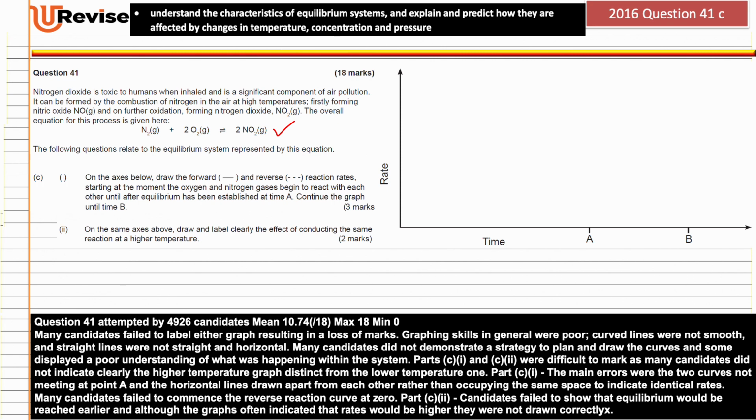Let's take a look at what the examiner had to say about this one before we break down the question and do a lot more with it. Probably we'll be doing some breakdowns as we go, analyzing the examiner's report. It says many candidates fail to label either graph, resulting in a loss of marks, graphing skills in general. So what does this first part mean here?